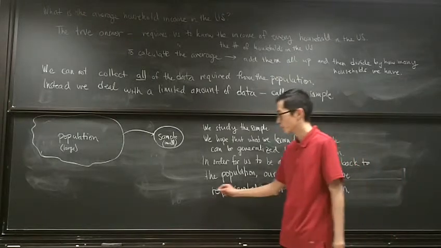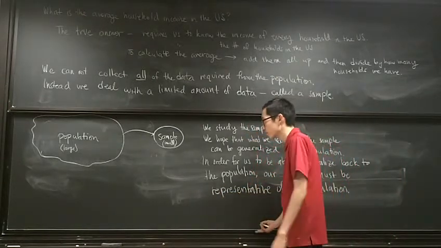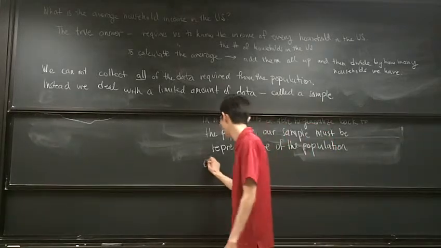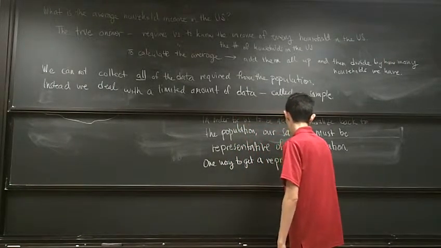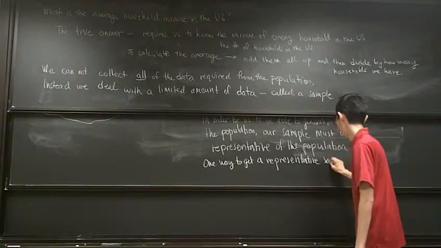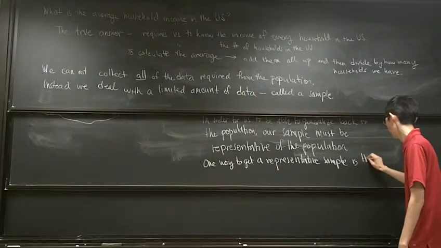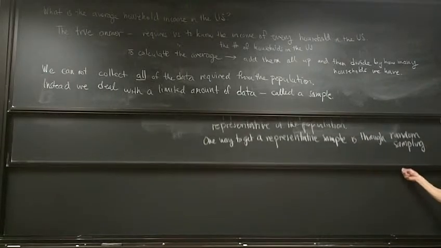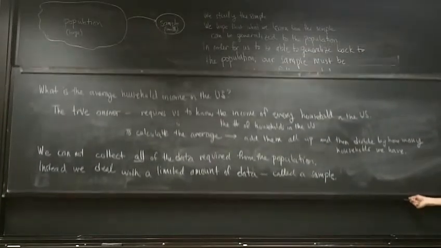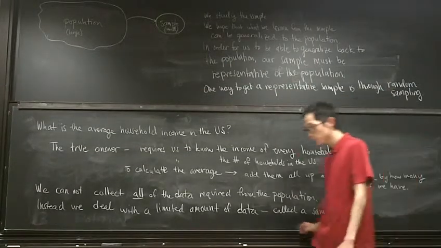At this point, it'll just serve us well to say, one way to get a representative sample is the random sample. And random has a specific meaning in statistics. We'll talk about that. Okay. Random is different from arbitrary.